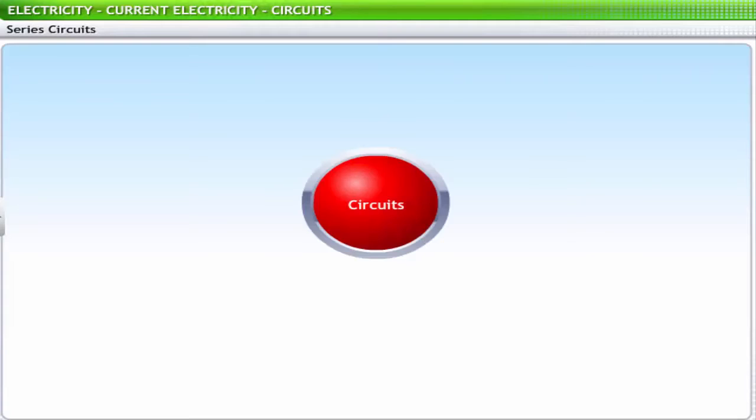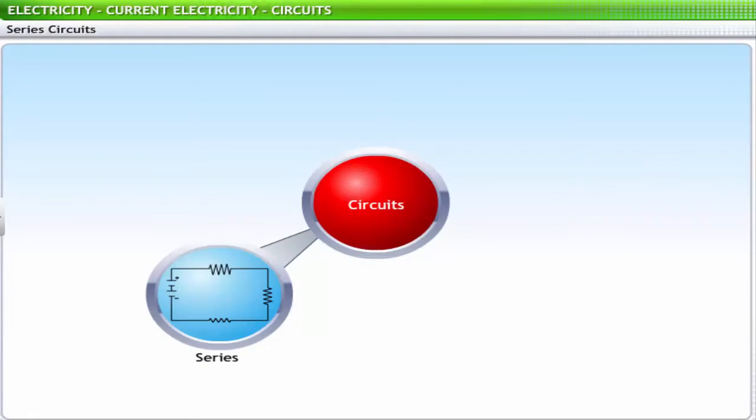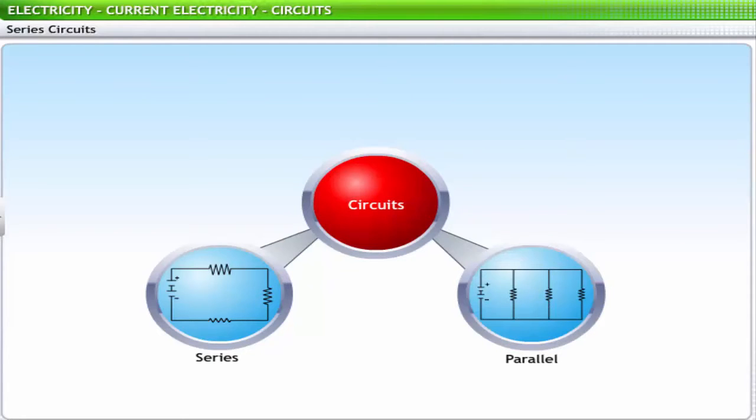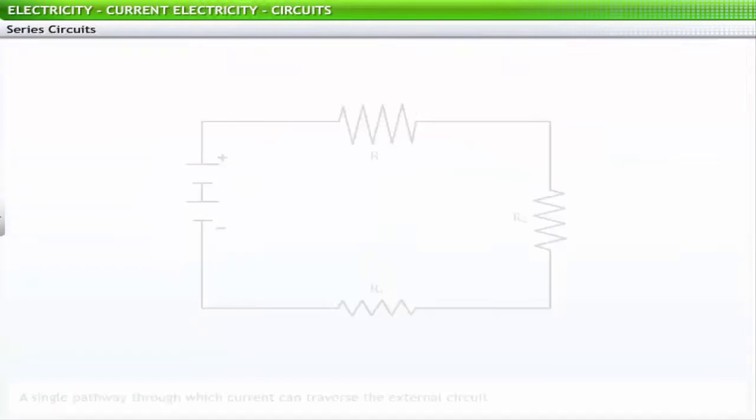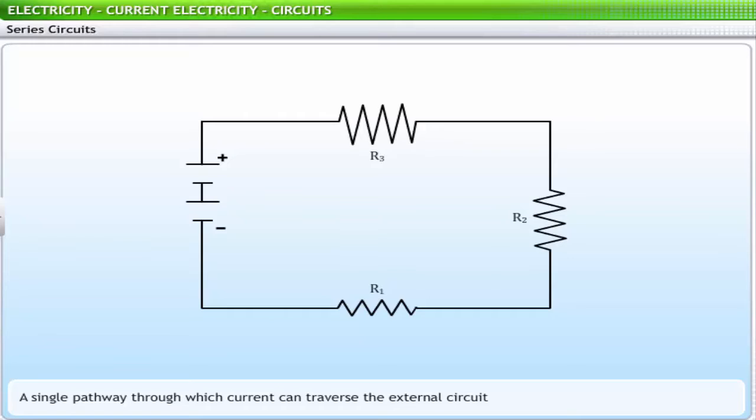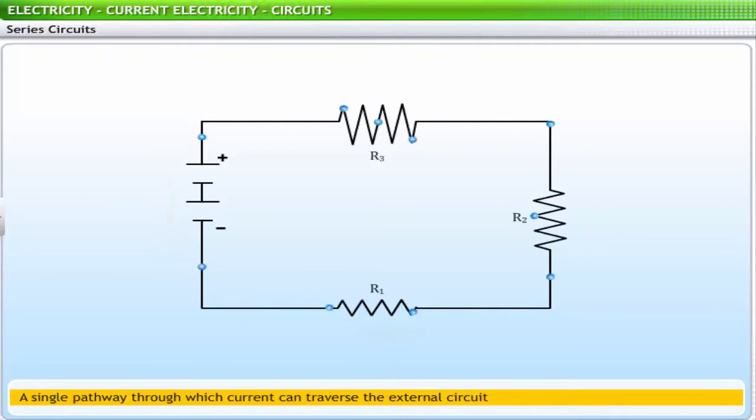You can connect the components in a circuit in two ways: in series and in parallel. Let us first examine a series circuit. In a series circuit, each device is connected such that there is only one pathway through which current can traverse the external circuit. Each charge traversing the loop of the external circuit passes through each resistor consecutively.